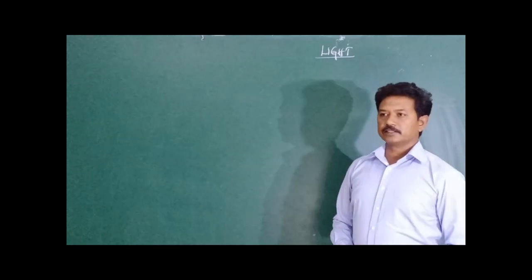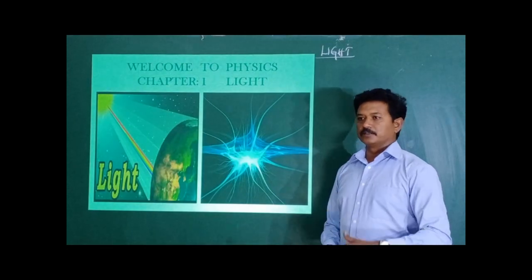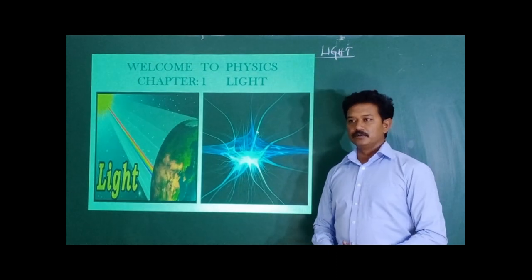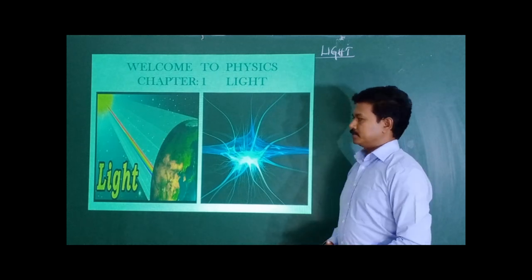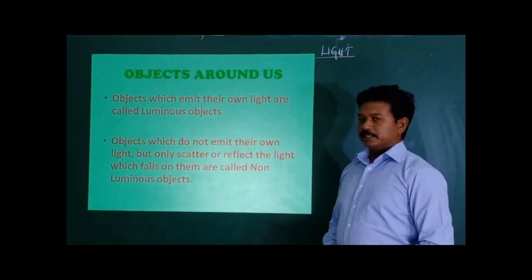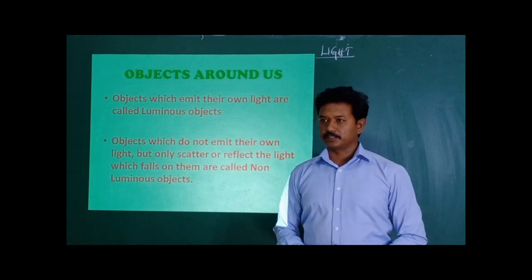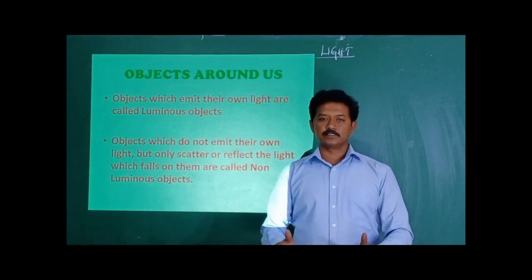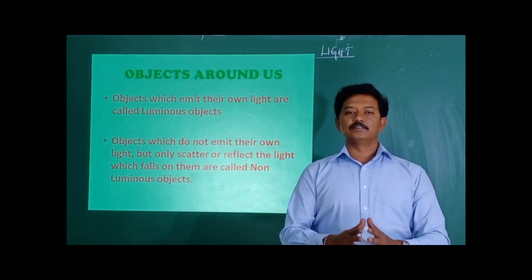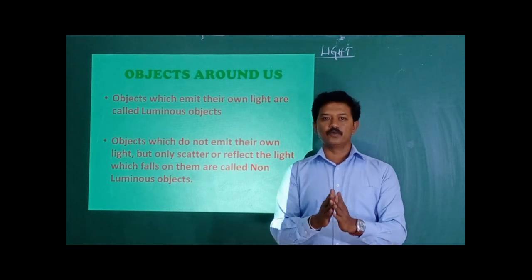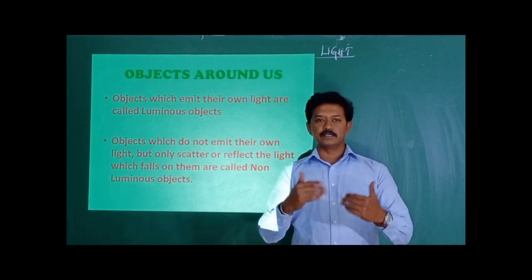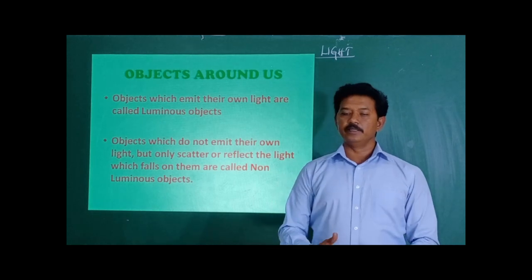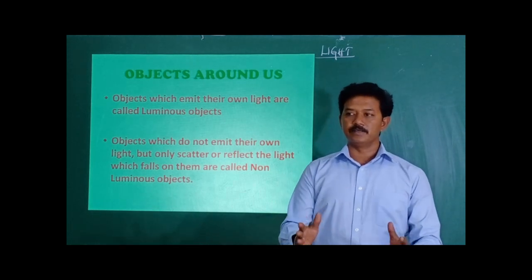Okay, let us go with the very important other things related to light. I welcome you again to this chapter, that is light. Next is how we see the objects around us. Just now I told you objects which emit their own light are called luminous objects, and the objects which do not emit their own light but reflect or scatter the light falling on them are called non-luminous objects. That's a very important definition.